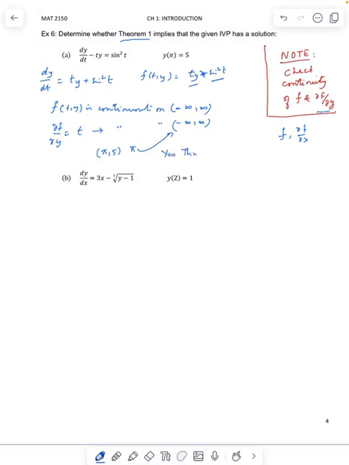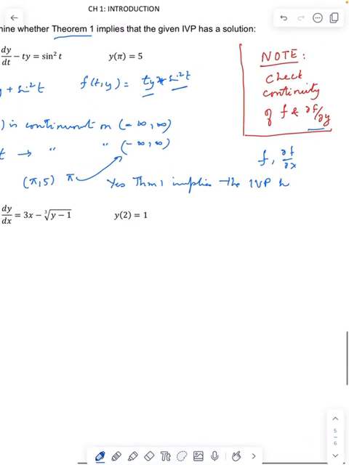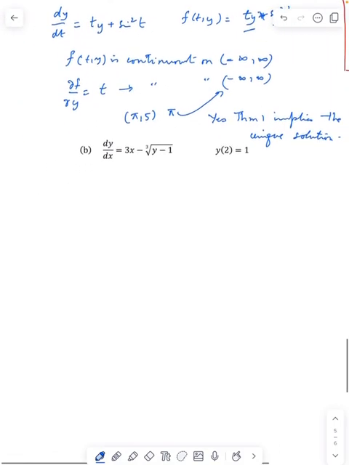theorem 1 implies the IVP, the one we are looking at in this problem, has a unique solution. So this is how we will answer.